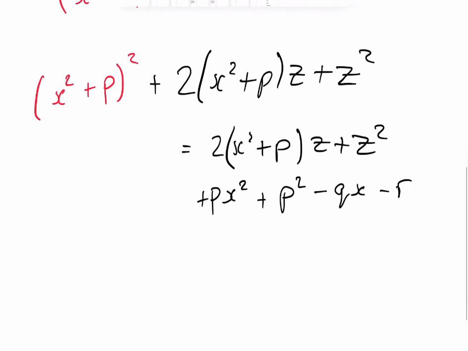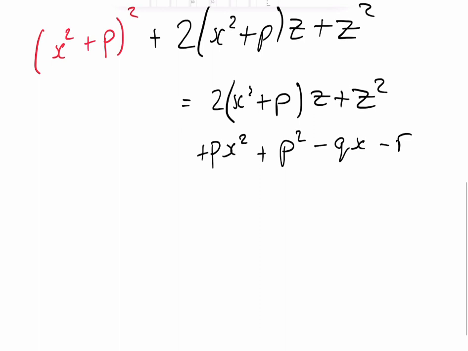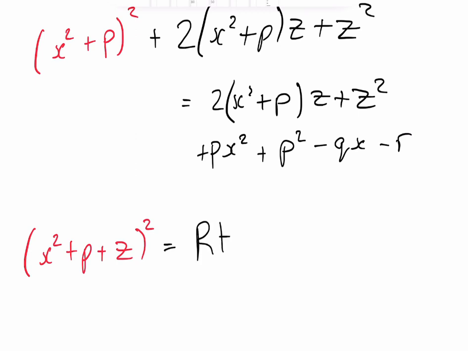And so now we can factorise again the left-hand side, because once again we've got a complete square. And so we can then factorise it as x squared plus p plus z all squared. And that will be equal to what we had on the right-hand side. So I'm just going to call that right-hand side.